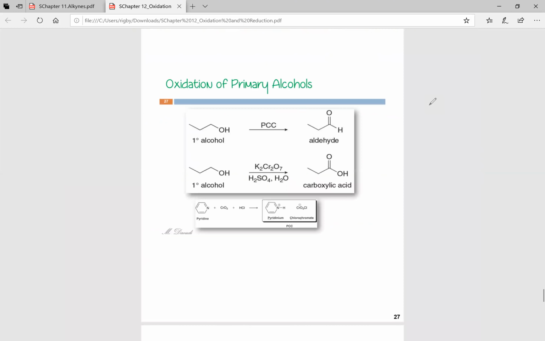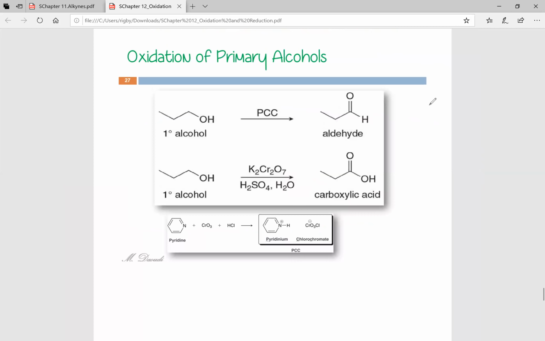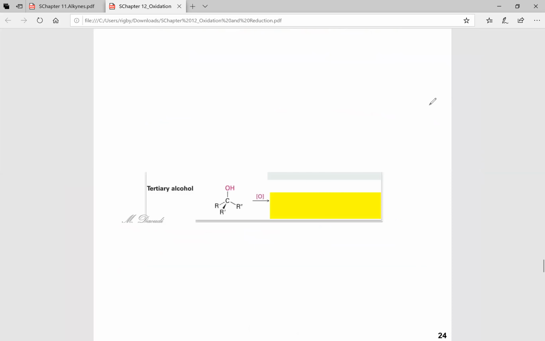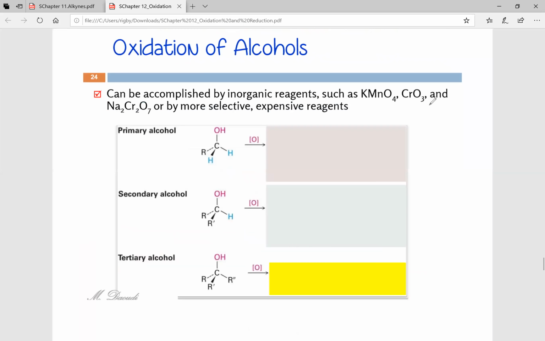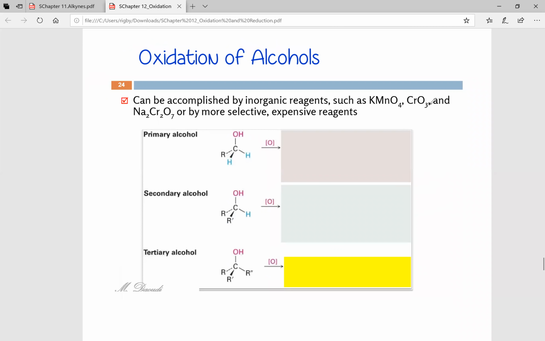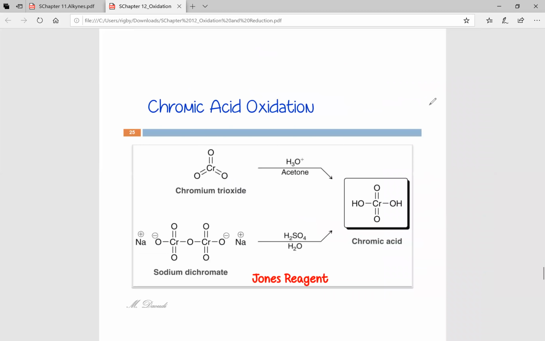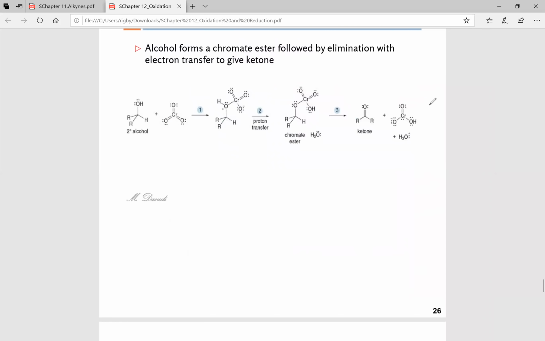Okay, and so now we can see here, when we have PCC, I'm sorry, I misunderstood your question altogether. Back here, when I talked about the secondary alcohol, any one of our reactants, CrO3, KMnO4, PCC, any one of those will turn a secondary alcohol into a ketone, okay? And this is because we're only oxidizing once, okay?